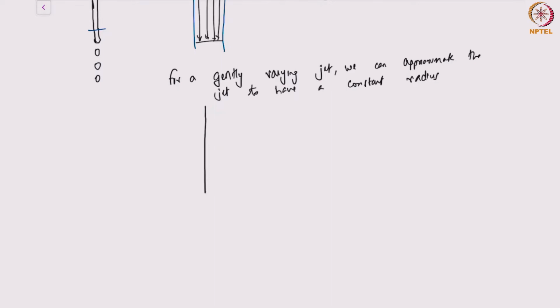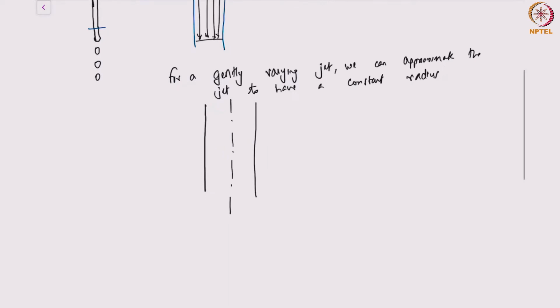So now what we have is a filament whose radius is constant. This could still be a falling jet. If it's a falling jet, all that we need to do is to make it into a stationary filament.